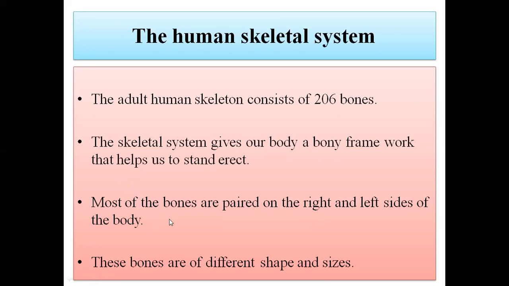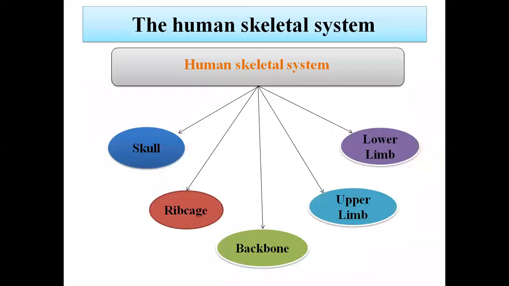Most of the bones are paired on the right and left side of the body. So the bones present in our body are paired on both sides, the right side and the left side of the body. These bones are of different shapes and sizes. Children, as we know now, there are 206 bones, all of different shapes and sizes, and their functions also vary from one bone to another. So children, we will study this in detail.